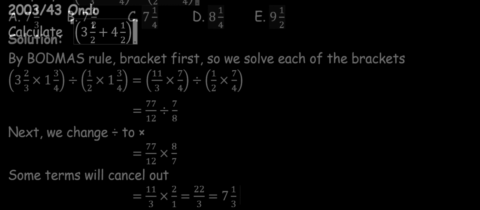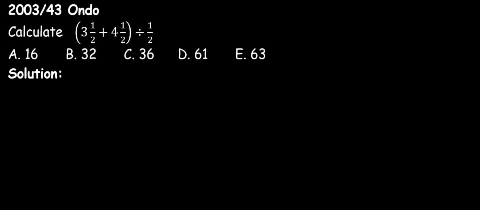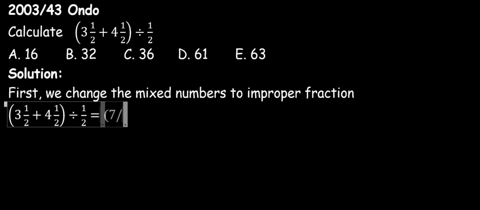Another example. Calculate, bracket open, 3 whole number 1 over 2 plus 4 whole number 1 over 2, bracket close, divided by 1 over 2. The options are given. Solution. First, we change the mixed numbers to improper fractions. Our given problem will become, in the bracket, 7 over 2 plus 9 over 2, bracket close, divided by 1 over 2. For the first mixed number, 3 whole number 1 over 2, 2 times 3 plus 1 gives you 7 over 2. Then 2 times 4 plus 1 is 9 over 2 there.